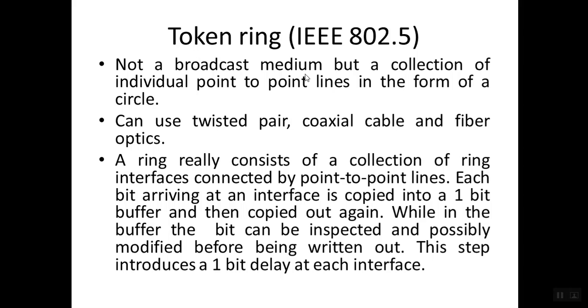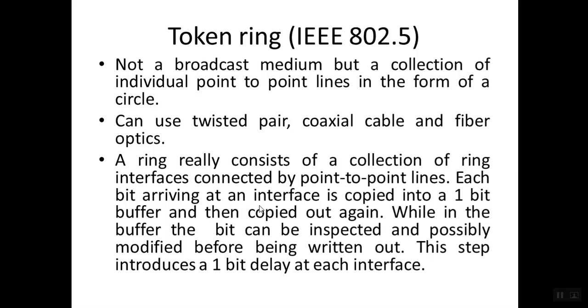So a token ring is not a broadcast medium but a collection of individual point-to-point lines in the form of a circle. We have already seen this, and we can use twisted pair, coaxial cable and fiber optics to form token rings. A ring really consists of a collection of ring interfaces connected by point-to-point lines. We have already described this.